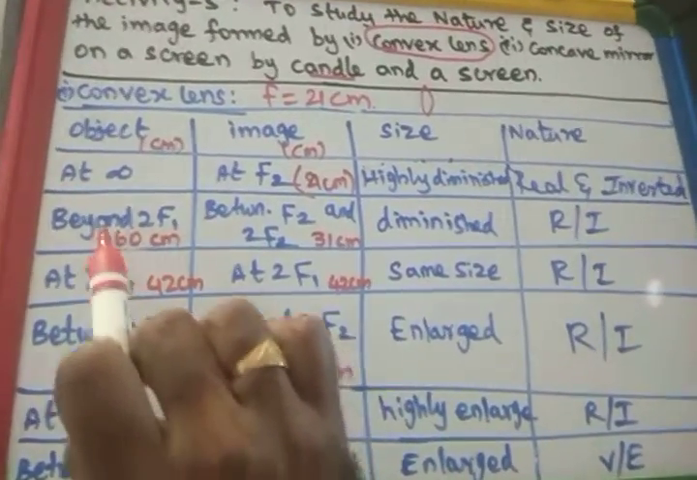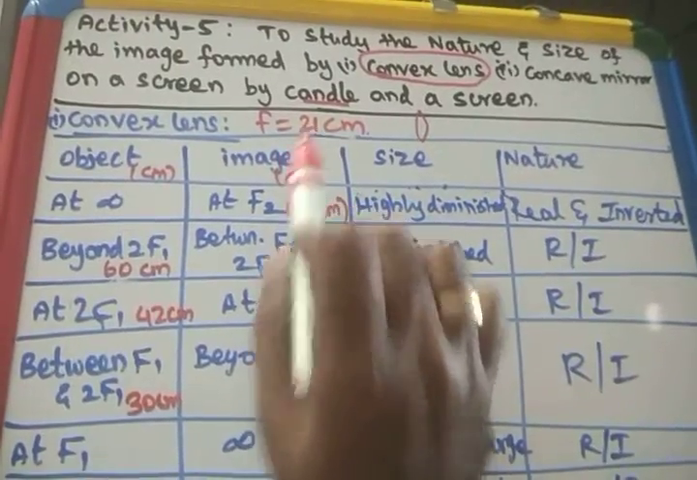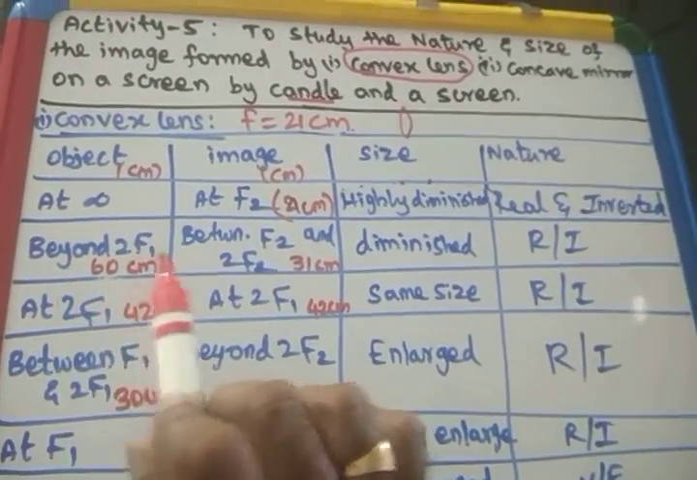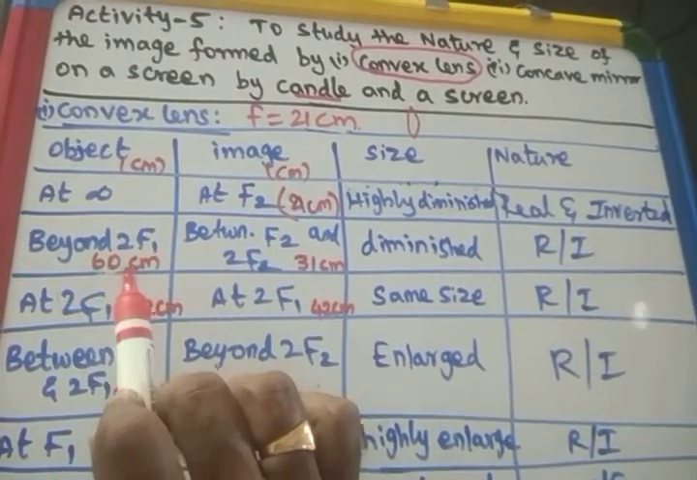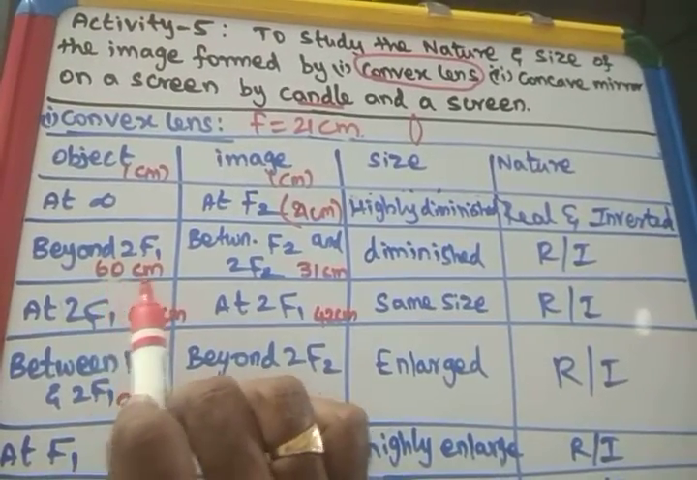Next one is beyond 2f. So f is 21 centimeter. Beyond 2f means the object distance, the distance between the lamp box and the lens, is greater than 42 centimeter. That is 60 centimeter. Here, instead of a candle, we are taking the lamp box. Half of this lamp box is covered with white paper. We have to identify whether the obtained image is real and inverted or not. For that purpose I am doing this.